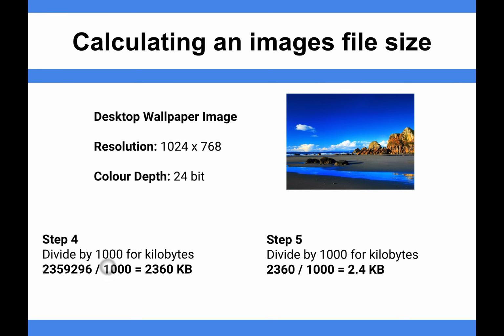The next step would be to divide by 1,000 to turn it into kilobytes, because a kilobyte is a measurement of 1,000 bytes. So that long number divided by 1,000 equals 2,360 kilobytes. As that number is still over 1,000, we go again.